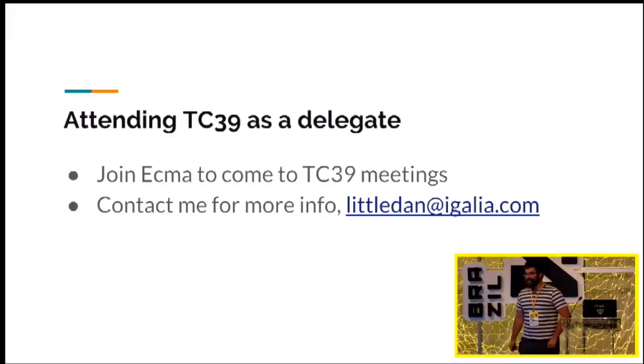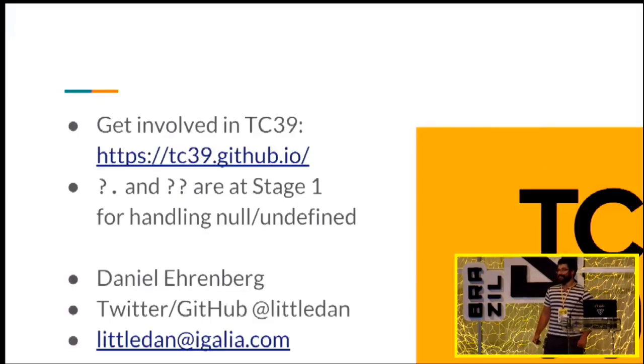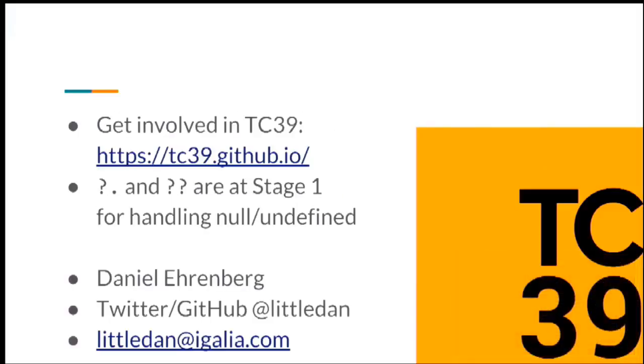You can also attend TC39 as a delegate and participate in the conversations in the committee. To join TC39 as a delegate, you join ECMA, and you can contact me for more details there. So, if you're interested in giving more feedback or input to TC39, you can get involved at tc39.github.io. And optional chaining and nullish coalescing are at stage 1.